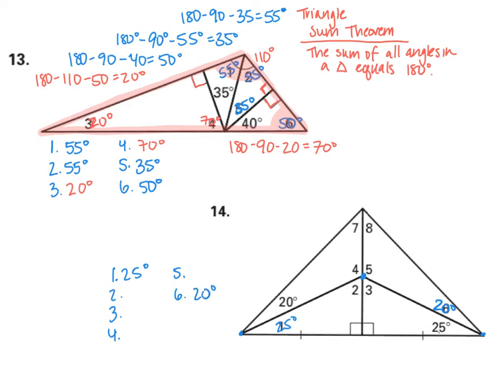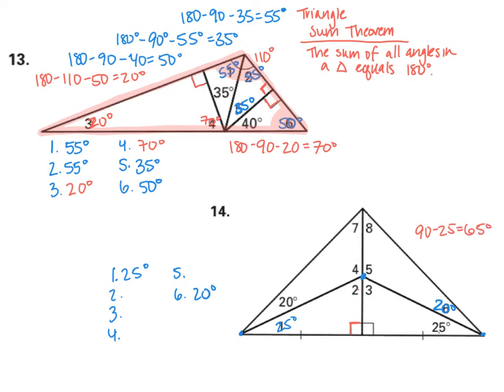Now we can use our triangle sum theorem to find angles 2 and 3. We know that this angle here is 90, and we know that all of the angles in a triangle add up to 180. Well, if this angle here is already 90, in order to find the two remaining angles, we can just say 90 minus 25 equals, and that gives us 65.